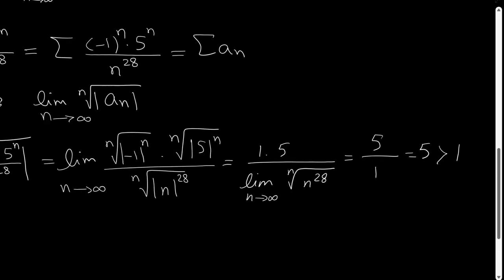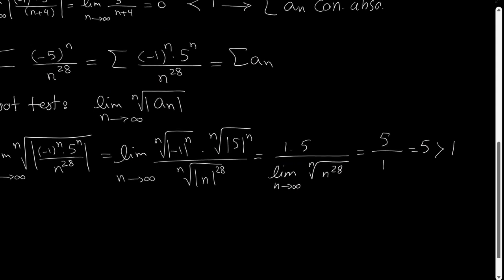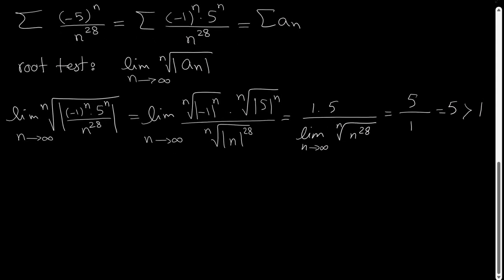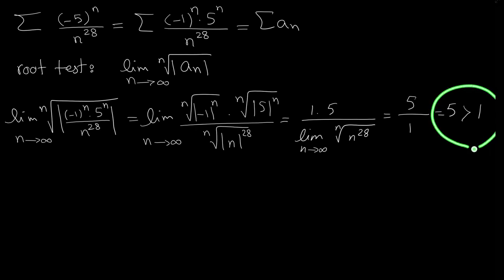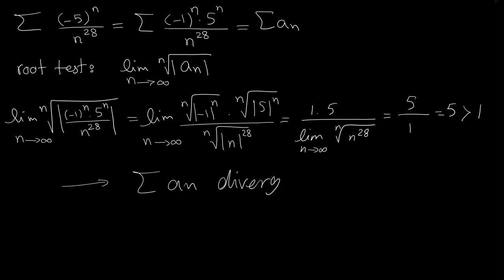Do not forget that we are applying the root test here. By the root test, we took the limit of root n of absolute value of an when n approaches infinity. The answer is greater than 1. By the root test, we conclude that sigma an diverges.